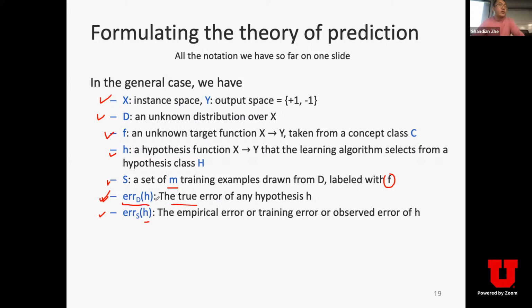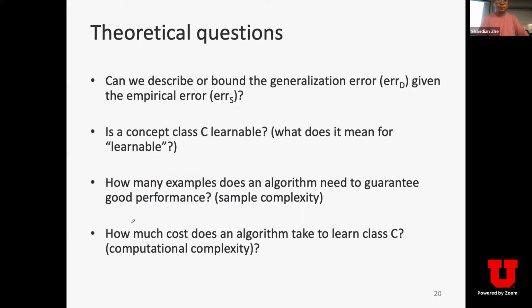It won't change across different training sets, right? But the empirical error, or training error, really depends on the training set, right? Okay, so given the settings, here are a few critical theoretical questions which computational learning theory aims to address.